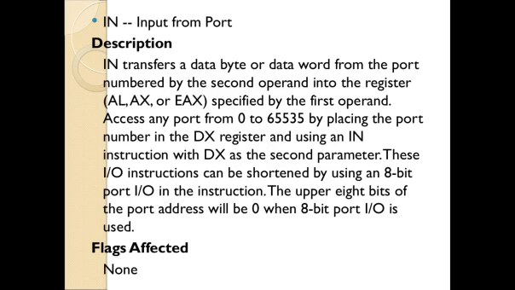Next, IN. It will read the value from a port, so input from the port. IN transfers a data byte or word from the port numbered by the second operand into the register. The register may be AL, AX or EAX. It is specified by the first operand. We can access any port from 0 to 65535 by placing the port number in the DX register and using the IN instruction with DX as the second parameter. No flag is affected.